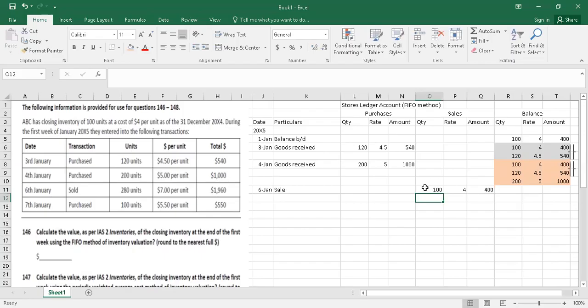Next, take the second lot. The second lot is 120, while the requirement is for 280. So account for 120. This time the price is 4.50 and the value stands at 540. 100 plus 120 is 220. The requirement is 280, so 60 units more are needed. The next 60 units will be taken from the third lot, which has a price of 5 per unit. So this will be 300.